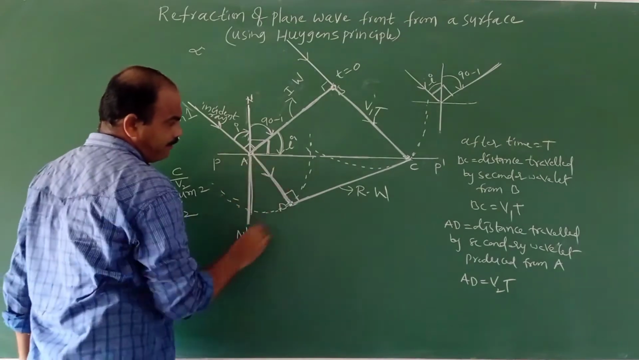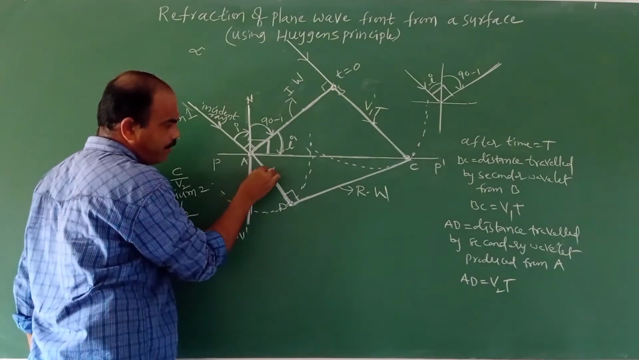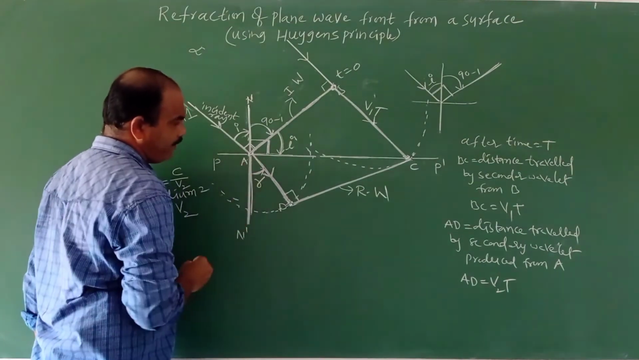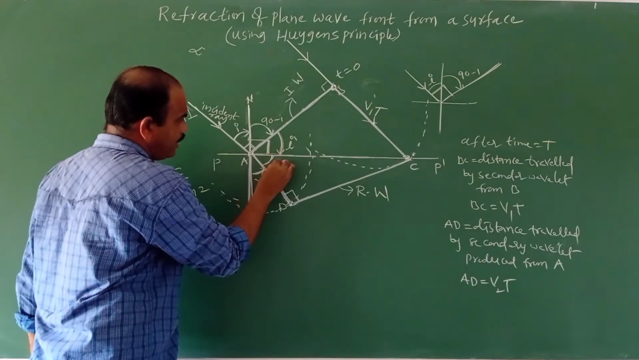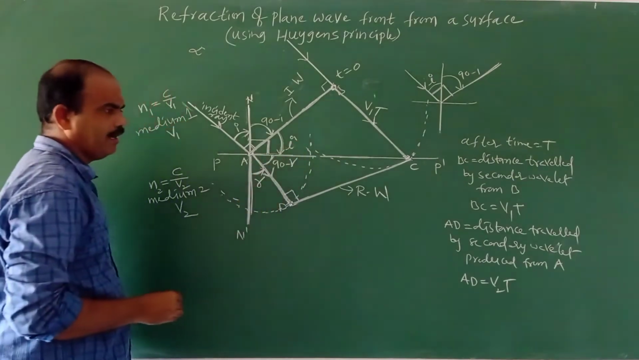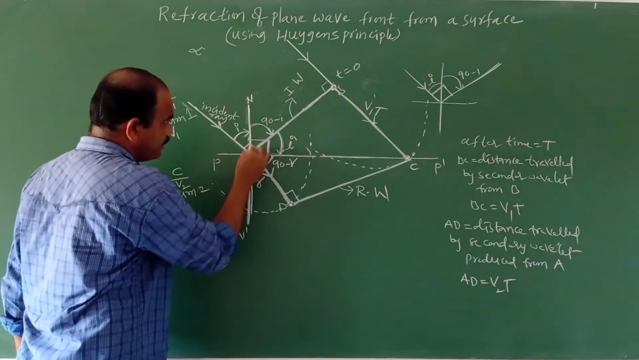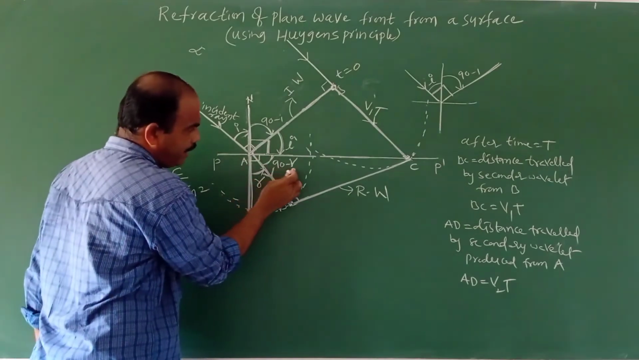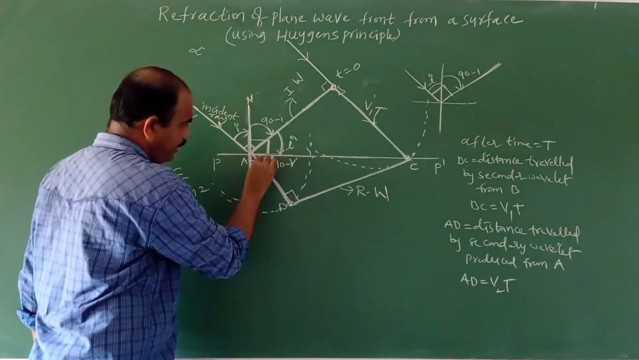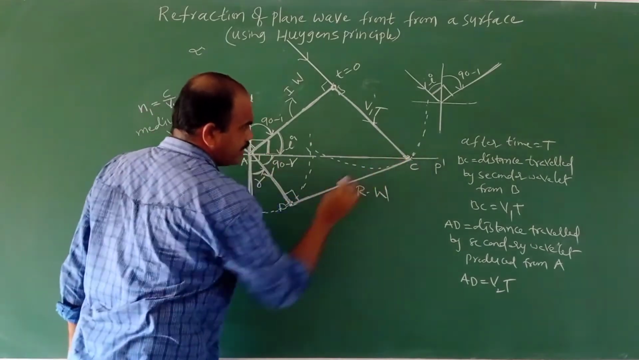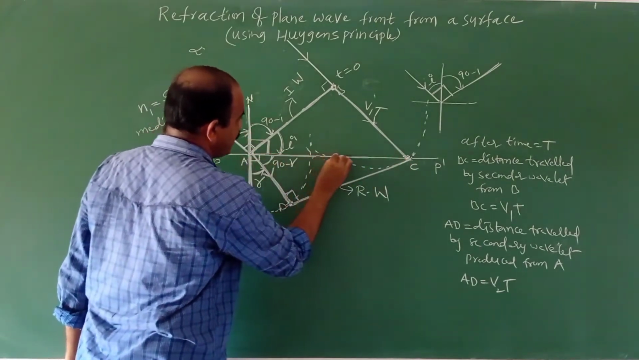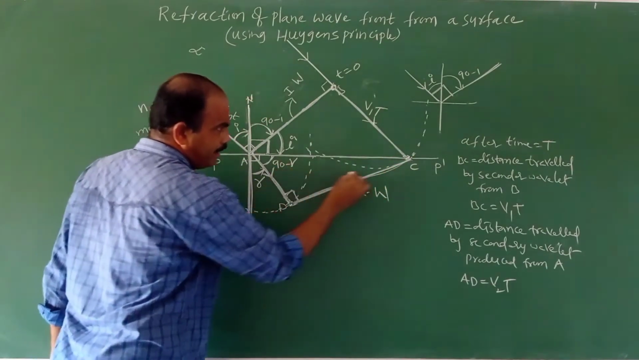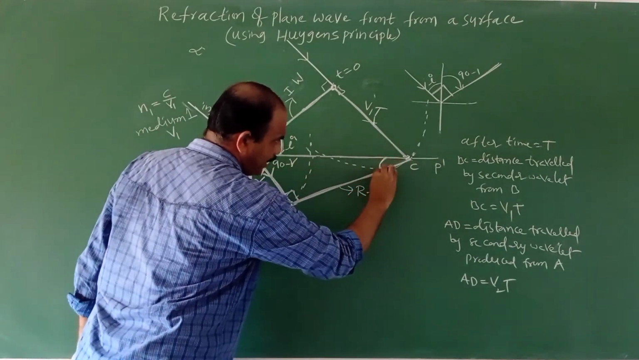The angle between the refracted ray and the normal is called the angle of refraction. If this is the angle of refraction r, then what about this? This is 90 minus r. The normal drawn to the surface makes 90 degrees, so when this is r, it becomes 90 minus r. Now if we take the triangle ADC, it is a right angle triangle. Here is 90 degrees, here is 90 minus r. Then this angle can be taken as r.